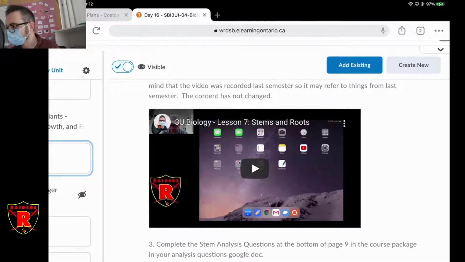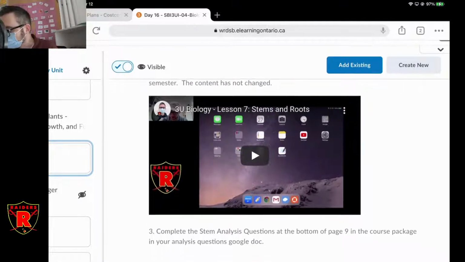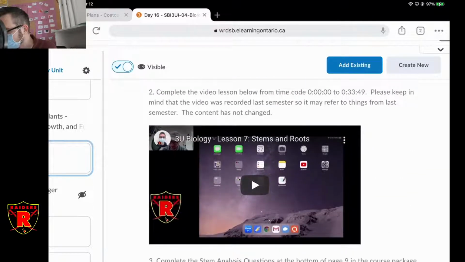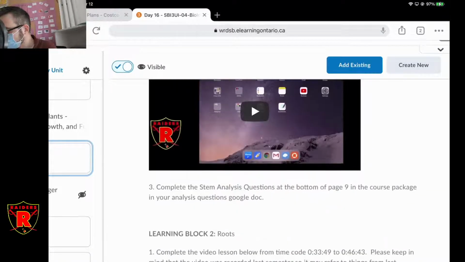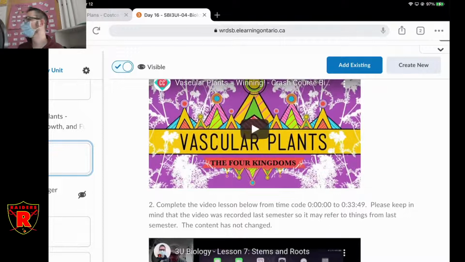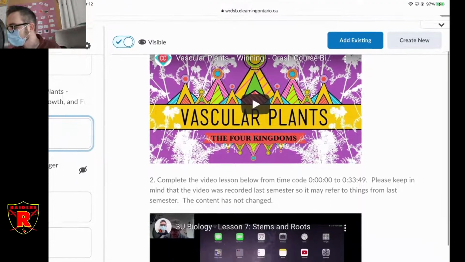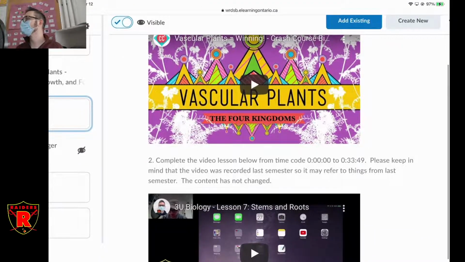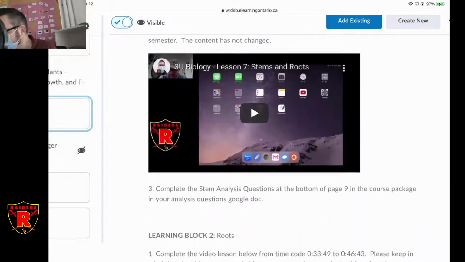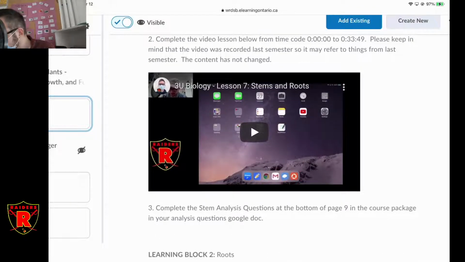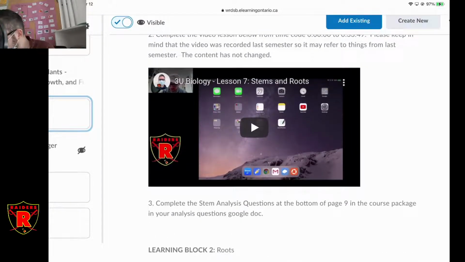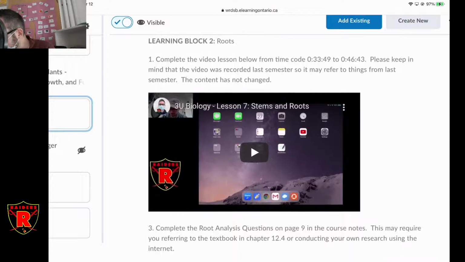It's split into two. So the first half is stems. I put the time code on there. It's up to 33:49. It goes along with the same notes package that you started yesterday. And it's just an overview of what a stem looks like, what the different components are, what the function of the stem is. It's pretty straightforward. And then I think I look at some actual pictures of stems, and then same thing for roots.